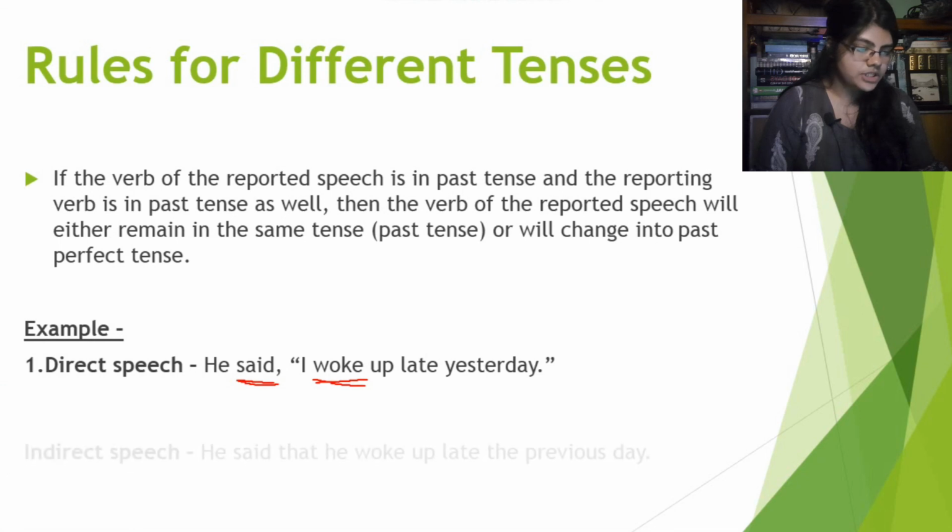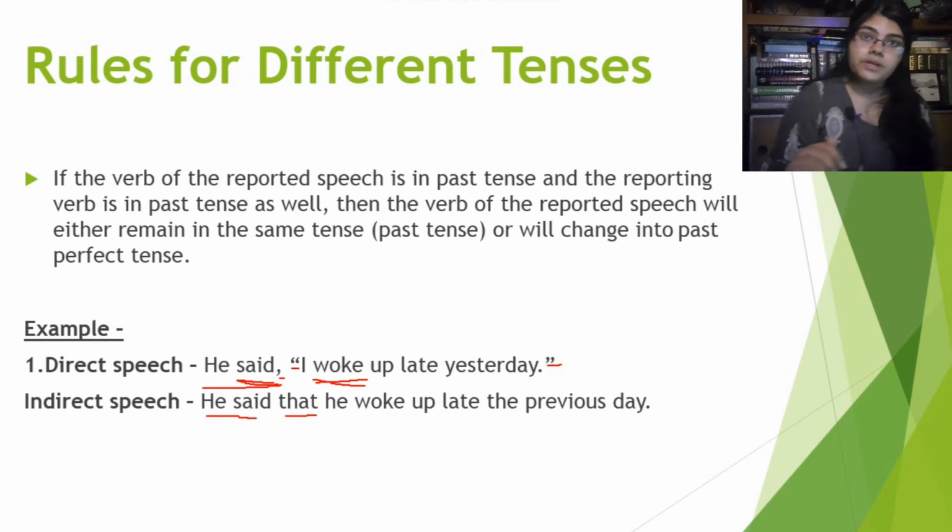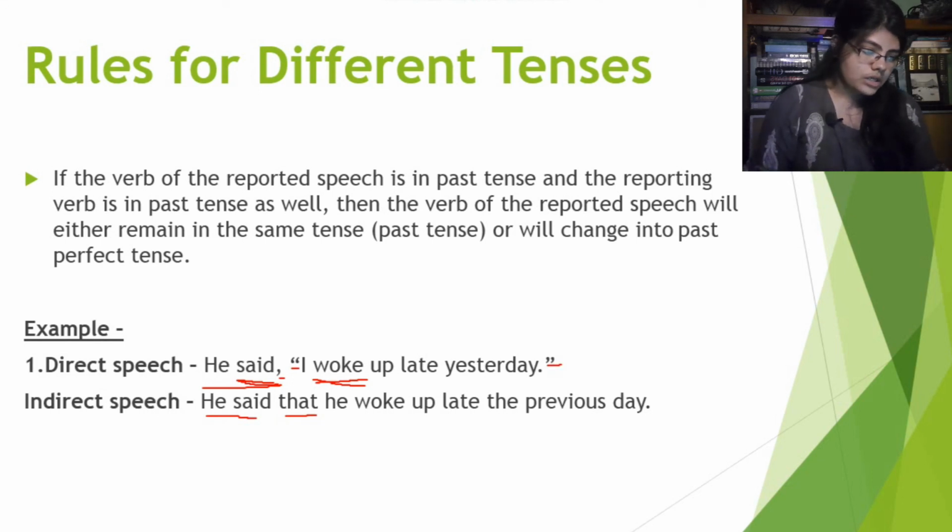In the indirect speech, he said that he woke up late the previous day. What is happening here? "He said," comma will be replaced by that. The inverted commas will not be used here. What is happening in the verb portion? See, I will be he. Now, woke up is woke up only.